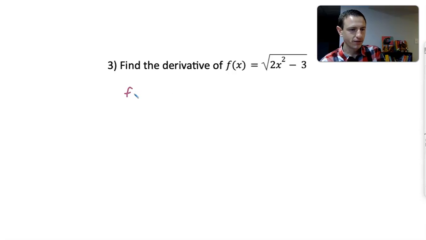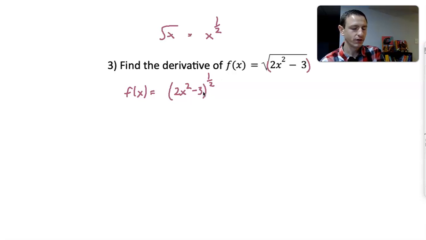If we want to rewrite this, we have f of x equals 2x squared minus 3, all raised to the 1/2. The entire expression here, 2x squared minus 3, is underneath the square root, so this would all be raised to the 1/2. Just like if you had the square root of x, you could rewrite that as x to the 1/2. Same idea.